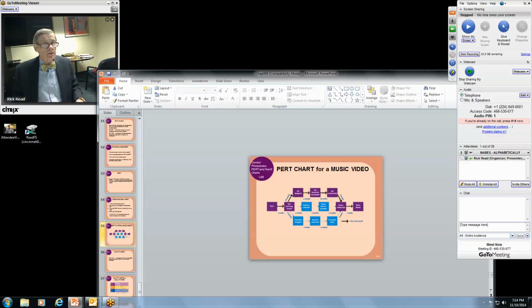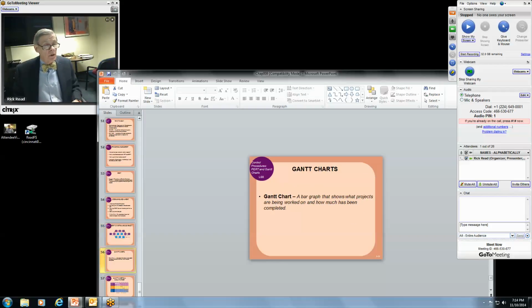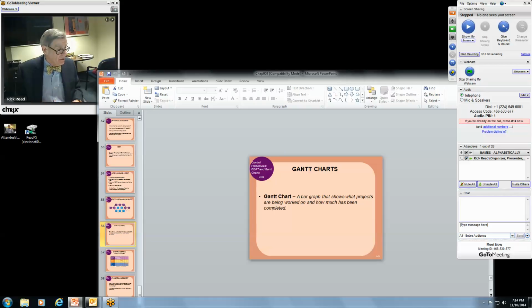In correlation with that, here's a PERT chart for a music video, which you can see at the bottom of page 252 in figure 9.3. And then in correlation with PERT chart, we have something known as the Gantt chart, which was named after Henry Gantt.